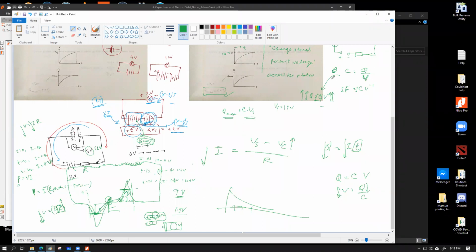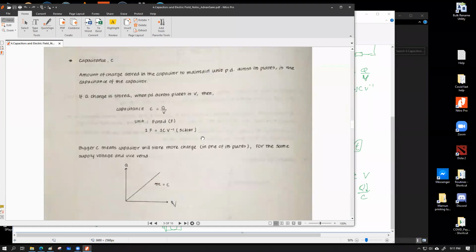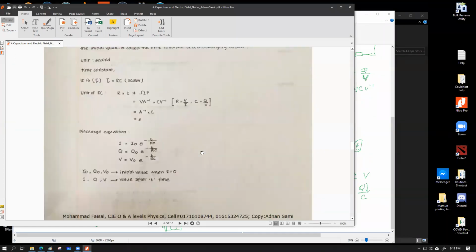Okay, the other question that readers have been asking me, which I have been postponing for a pretty long time, is how does a capacitor store charge? This is explained.